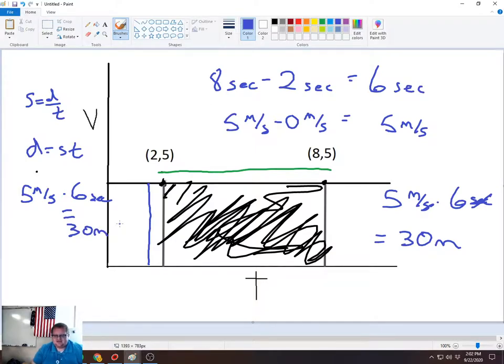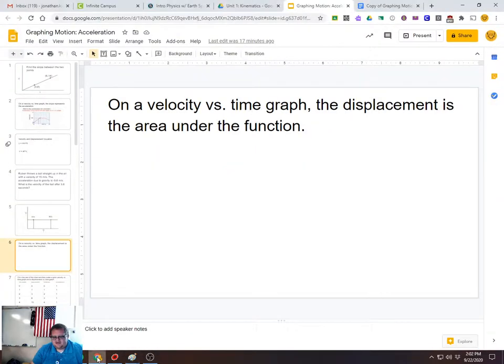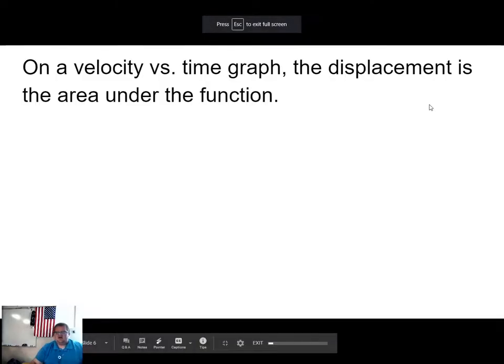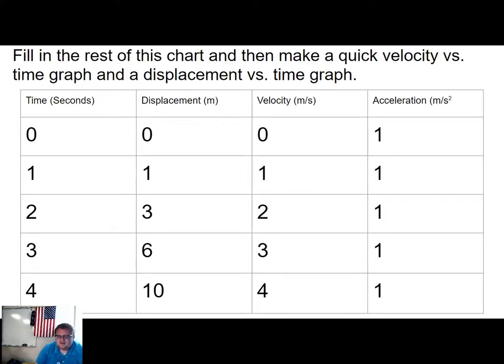So this is a big conclusion that we can draw from this. We can essentially determine that on a velocity versus time graph, the displacement is the area under that graph, under that function. And we're going to be able to use that to find our big equation, what we're really building up to. I'm going to skip this for now.